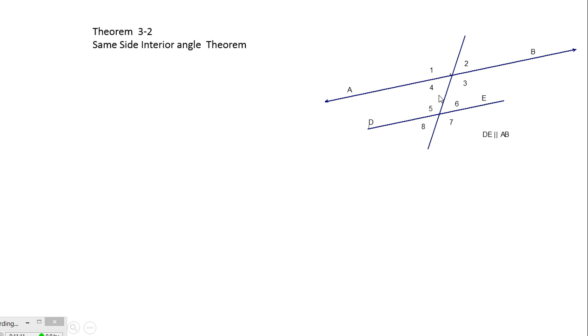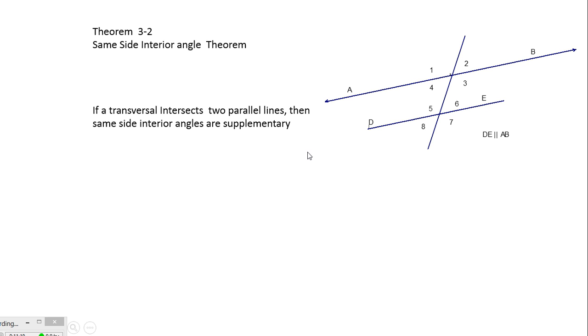Not so bad. Let's see another one, okay? Same side interior angle theorem. Same side interior angles. Well, think about what it is. Would it be 4 and 5? Yeah, they're same side interior. 3 and 6? Yeah. Okay. So theorem 3-2 says that if a transversal intersects 2 parallel lines, then same side interior angles are supplementary. Meaning, of course, they add to 180. Okay, if a transversal intersects 2 parallel lines, then same side interior angles are supplementary.